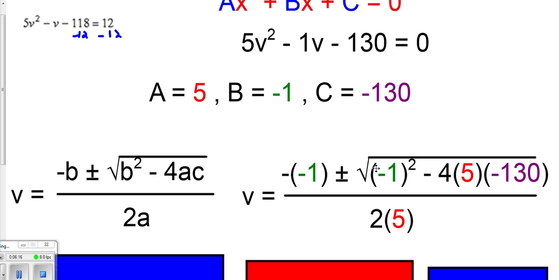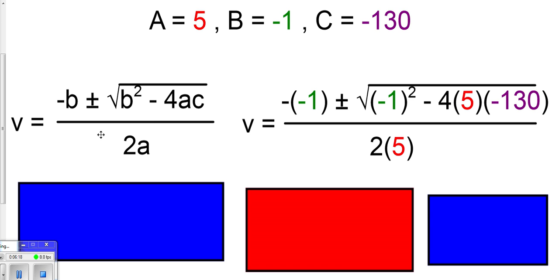So again, we just plug those all into our pieces. Here's our quadratic formula. We plug in each of these values for a, b, and c. So we'd have negative 1 plus or minus the square root of all of this piece: negative 1 squared minus 4 times 5 times negative 130. All of that is being divided by 2 times 5.